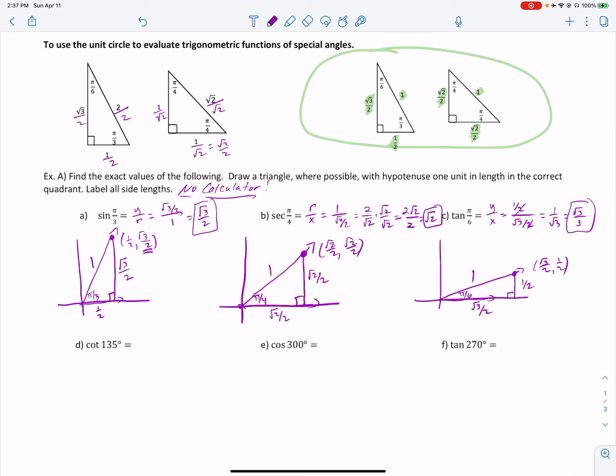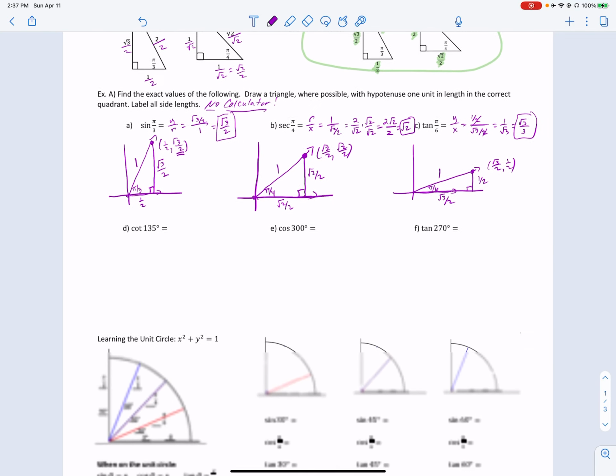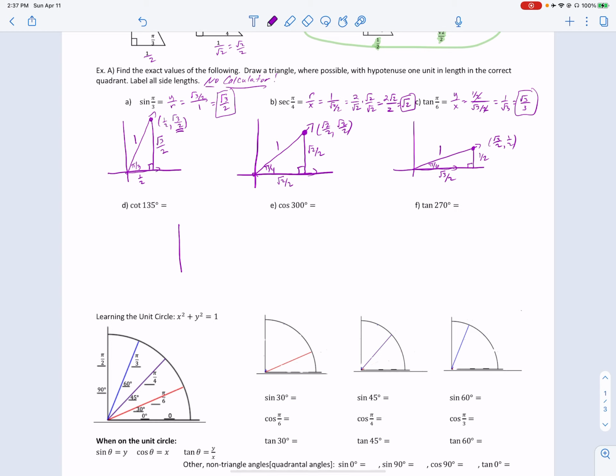I want you to draw triangles in the correct quadrants where the hypotenuse is 1 using these new triangles. So let's look at this with 135 degrees. And 135 degrees is going to rotate around, and it's going to be 45 degrees short of 180. So your reference angle is that 45 degrees. Pick a point on the terminal side, draw a triangle. The hypotenuse I want to be 1.